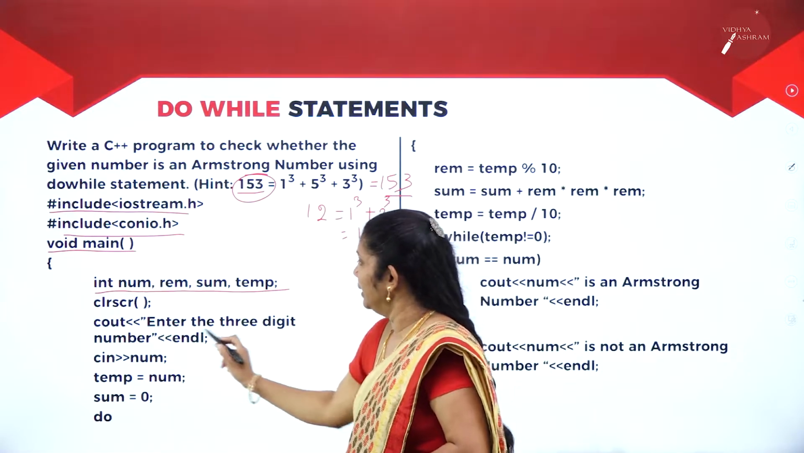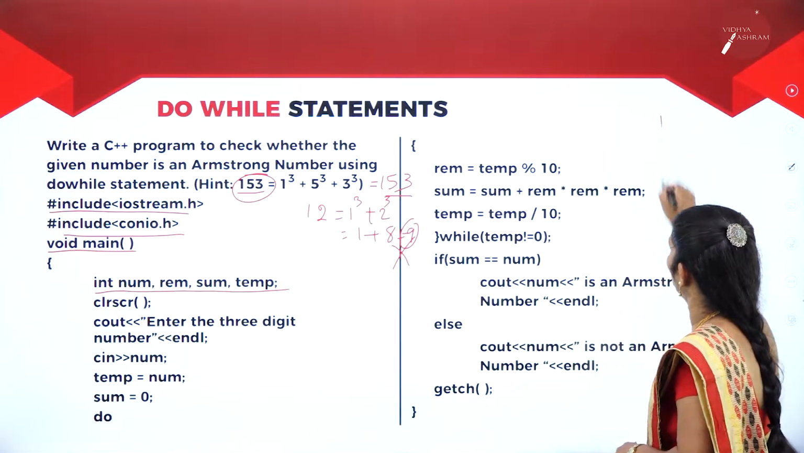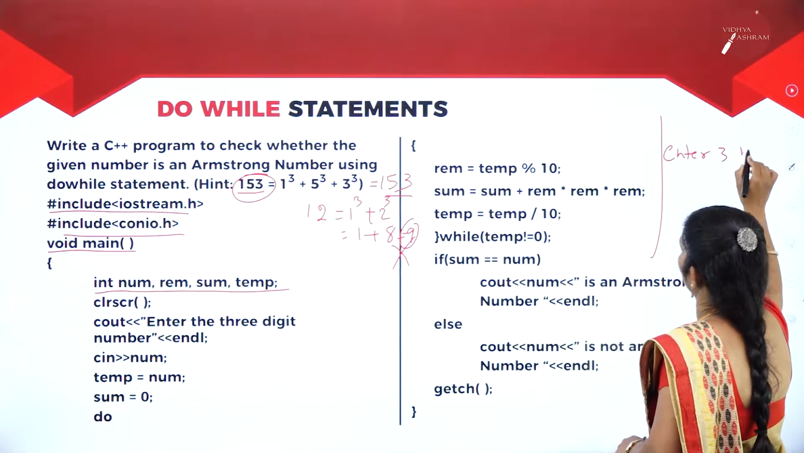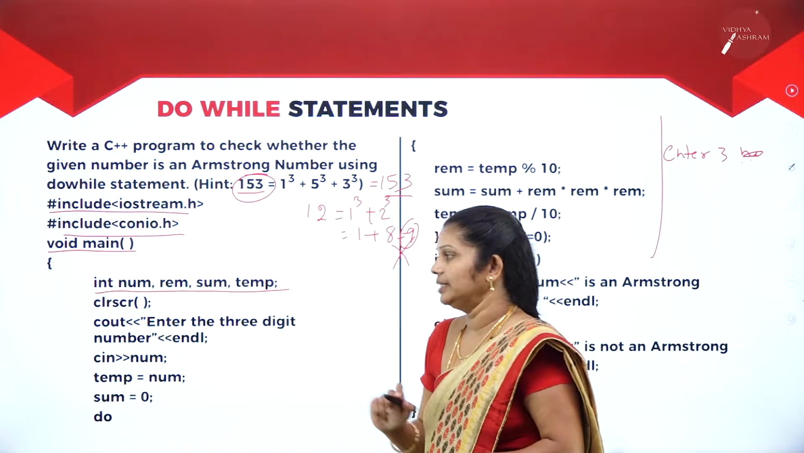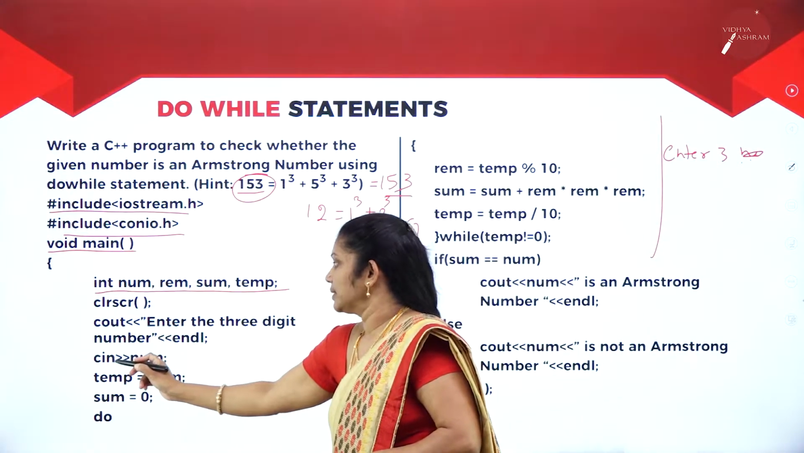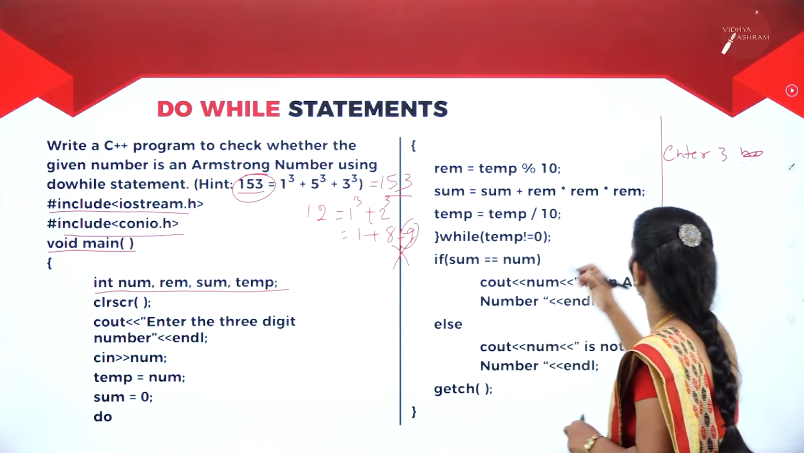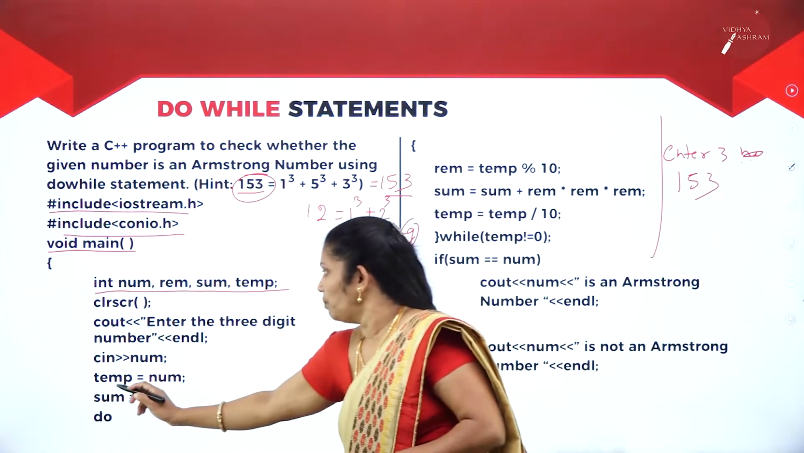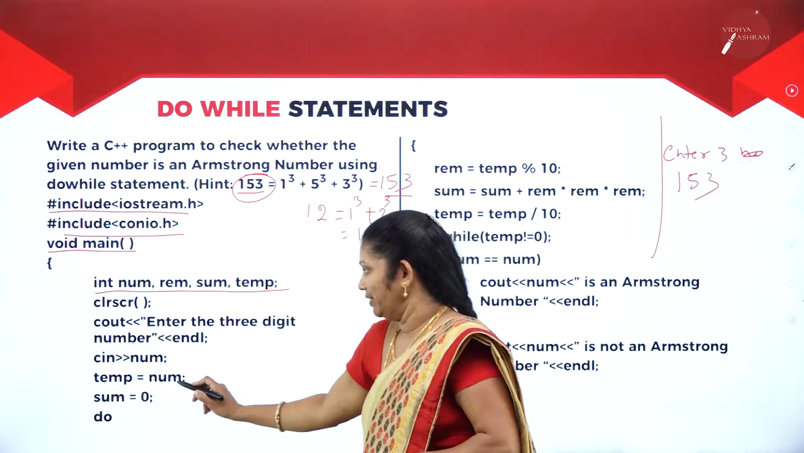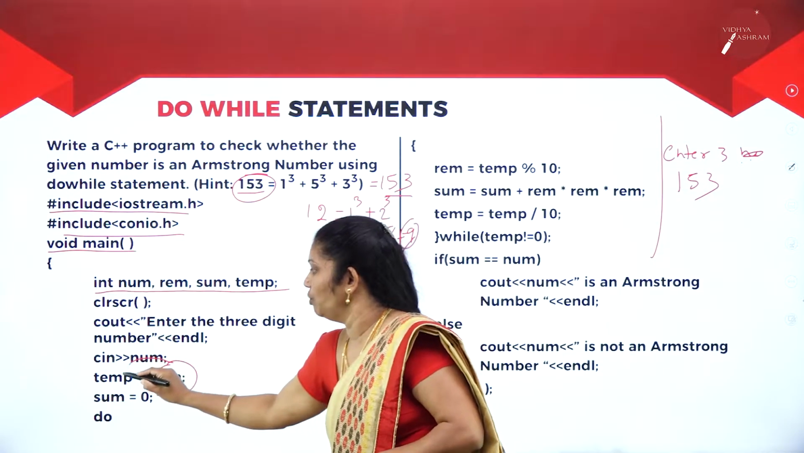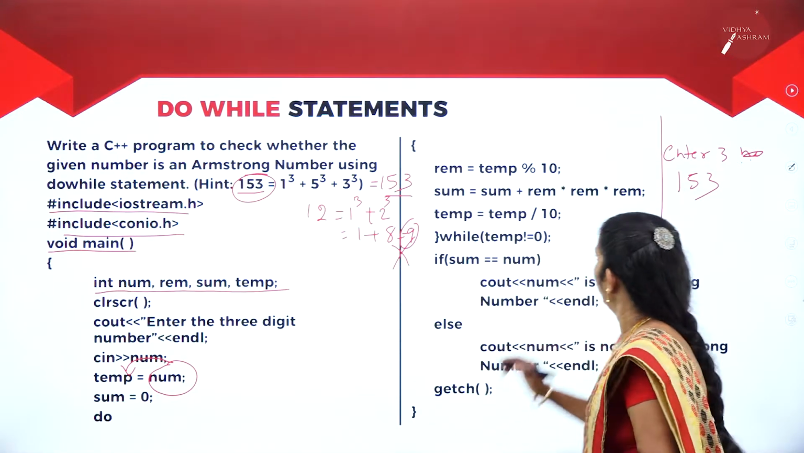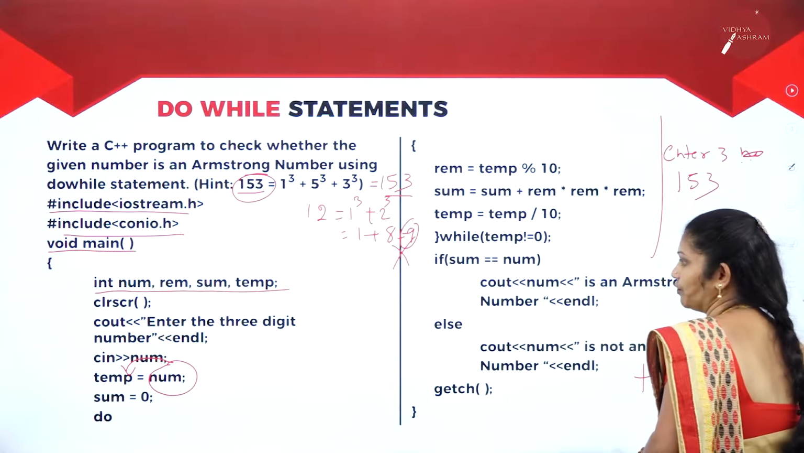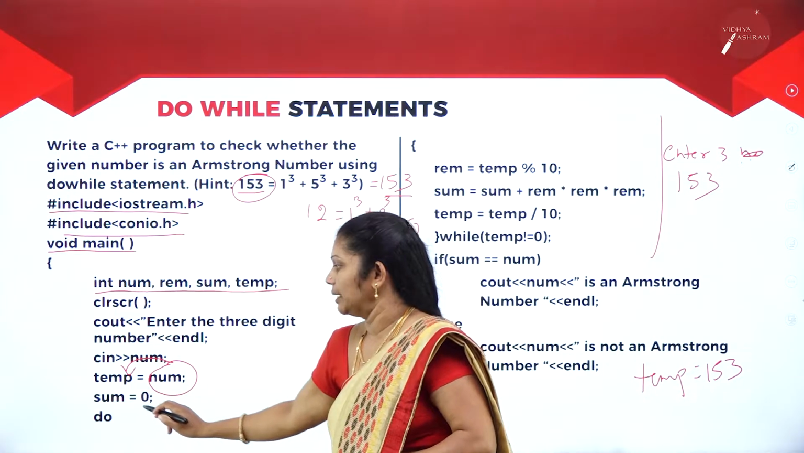Then clear screen, and print enter 3 numbers. In the output screen, what will it display? It will display enter 3 digits. Afterwards, cin extraction operator, num, then we input, for example, 153. What will it perform? After that, whatever value we gave for num will move to the temporary place. Now in temp also, we have the value 153. Then we initialize sum equals 0.